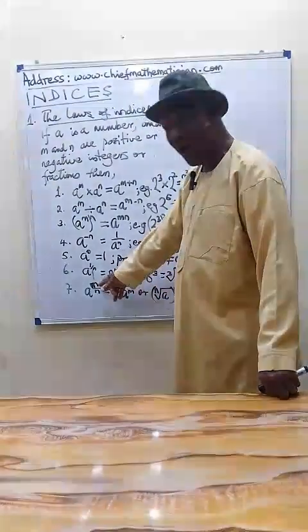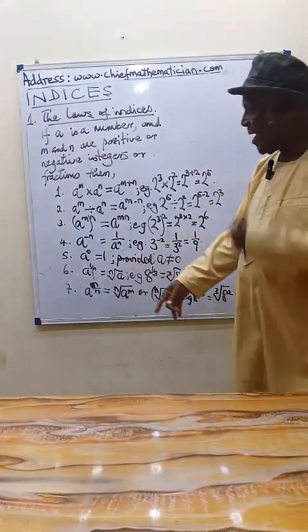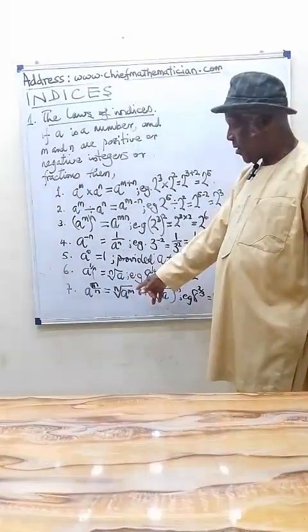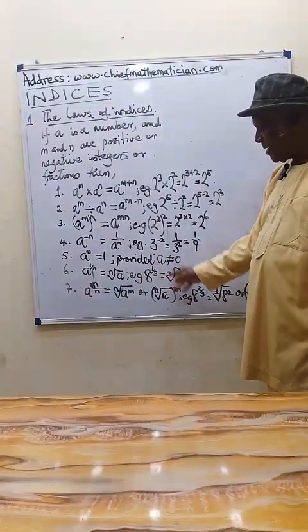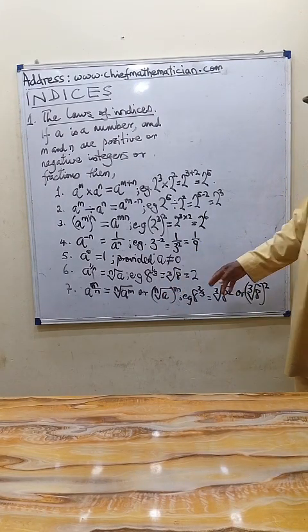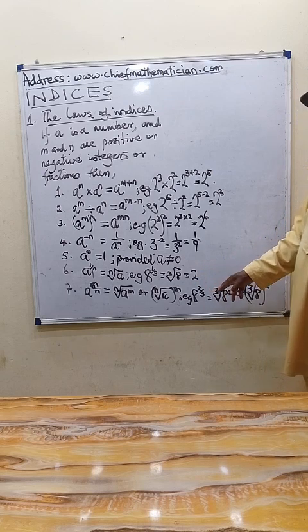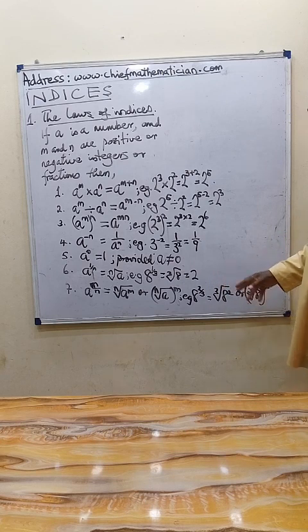And number 7, A raised to the power M over N is the same thing as the nth root of A raised to the power M, or the nth root of A in bracket raised to the power M. Example, 8 raised to the power 2 over 3 is the same thing as the cube root of 8 raised to the power 2, or the cube root of 8 in bracket raised to the power 2.